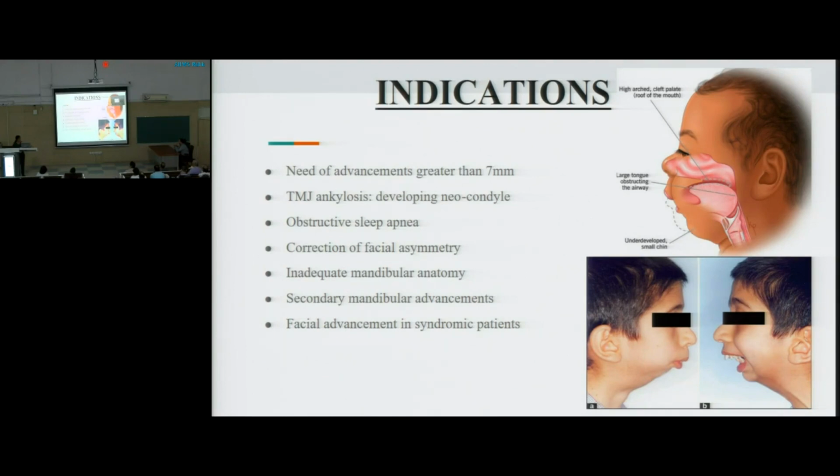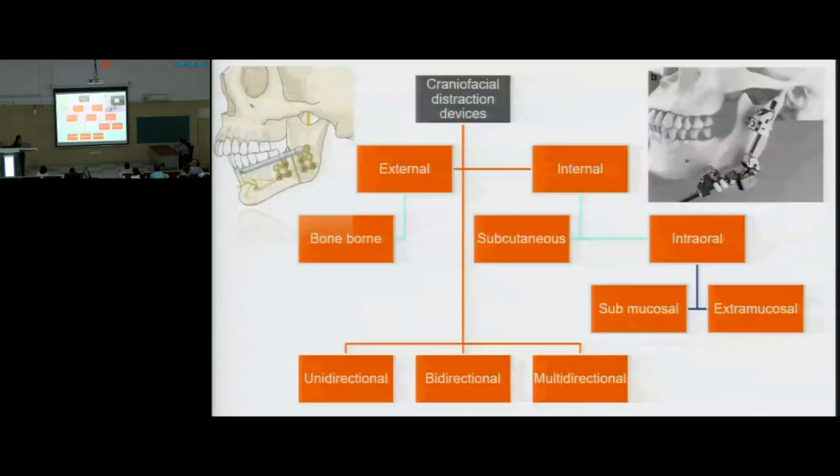and correction of facial asymmetry. And when there is inadequate mandibular anatomy, and when secondary mandibular advancements are needed, and also facial advancements in syndromic patients like Pierre Robin sequence and Sickler syndrome. This has definitely been life-saving. Distraction of the mandible has been life-saving in Pierre Robin sequence, and also in Sickler syndrome, in the neonates and in the infants.